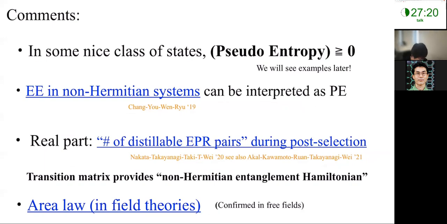It would also be nice if the transition matrix or its reduced density matrix could provide a non-Hermitian generalization, not of the Hamiltonian, but of the entanglement Hamiltonian. And also, if we consider pseudo entropy associated with two vacuum states of different quantum field theories, it typically follows the area law, like the standard entanglement entropy in quantum field theories. In particular, we have confirmed this statement in free fields.